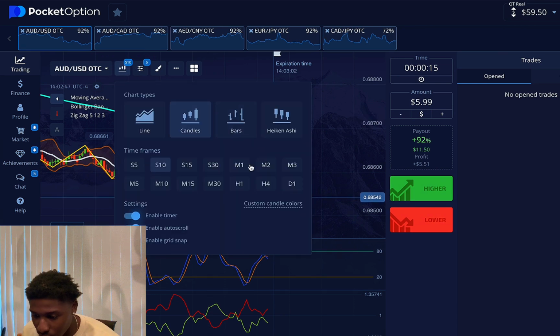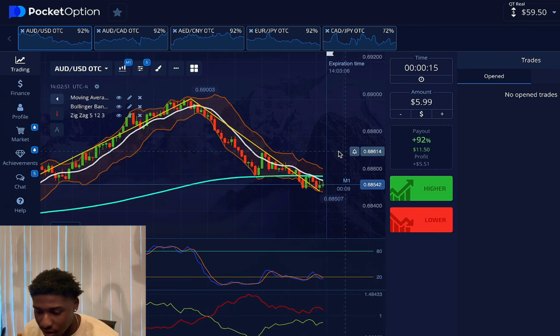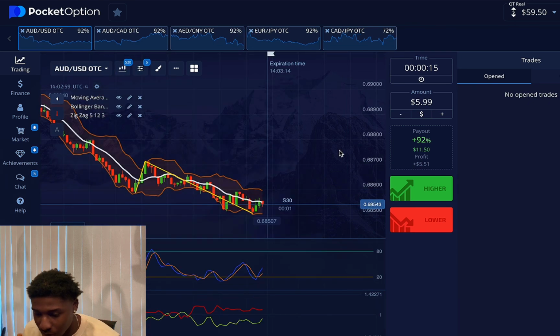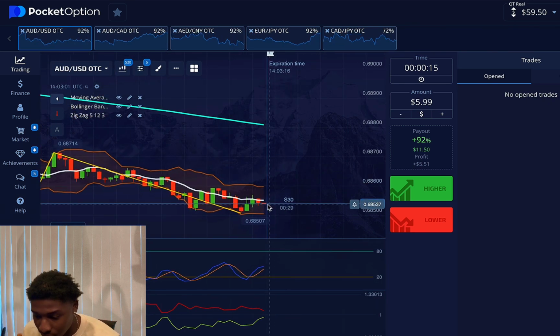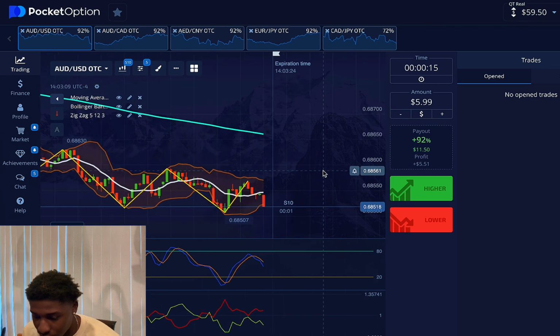Let's look at it on the 1 minute. On the 1 minute, we have a constant downtrend. We're trying to pull back a little bit, and we hit that white line. So let's go to the 30 seconds and see more clarification. We're up under this white line, guys, and the stochastic is over. So actually this is looking pretty good for a downwards position.